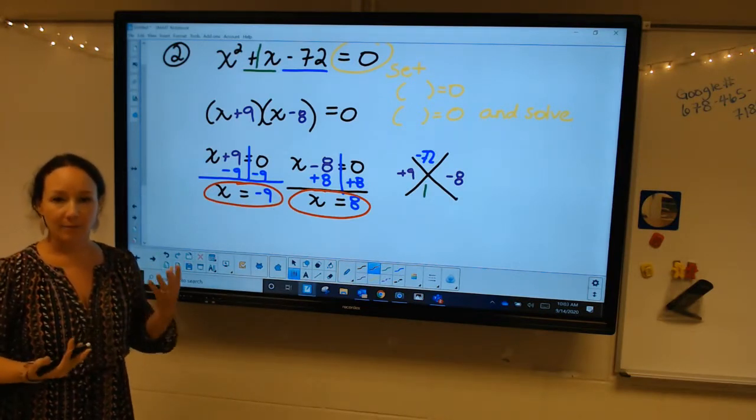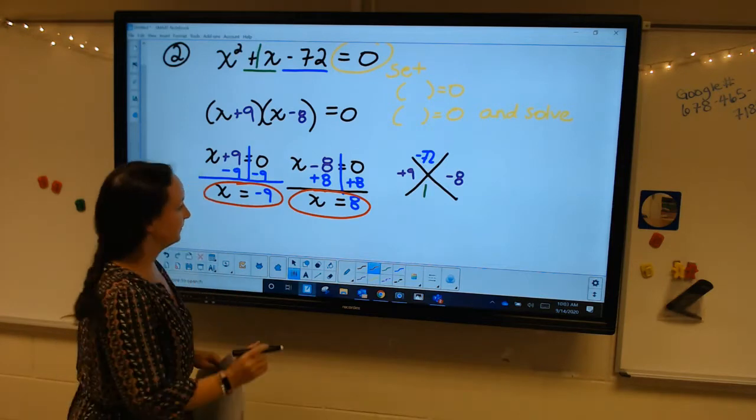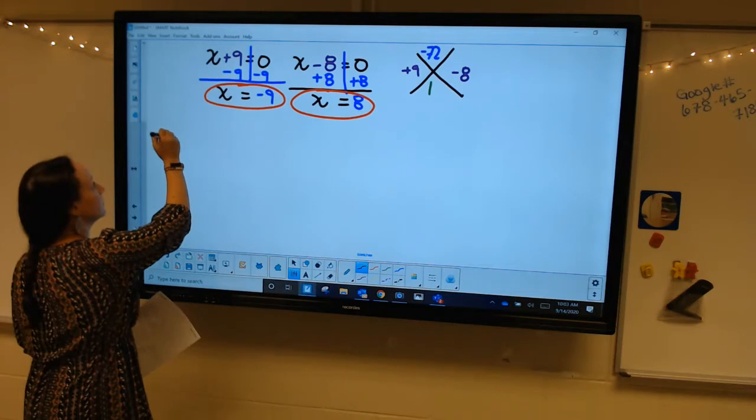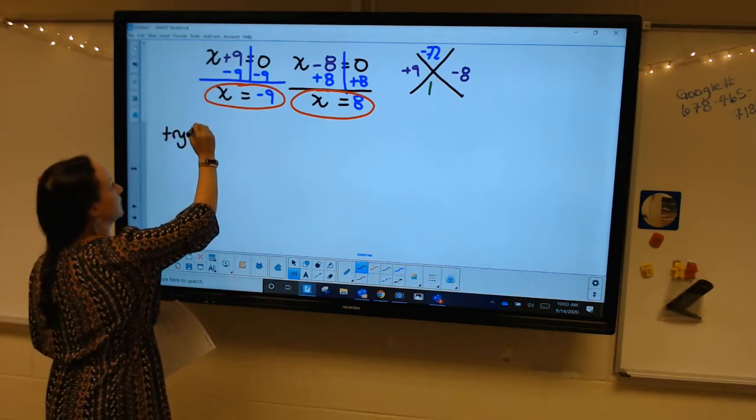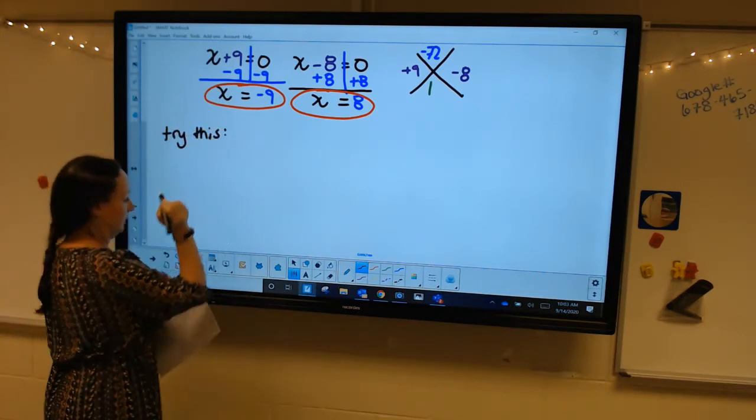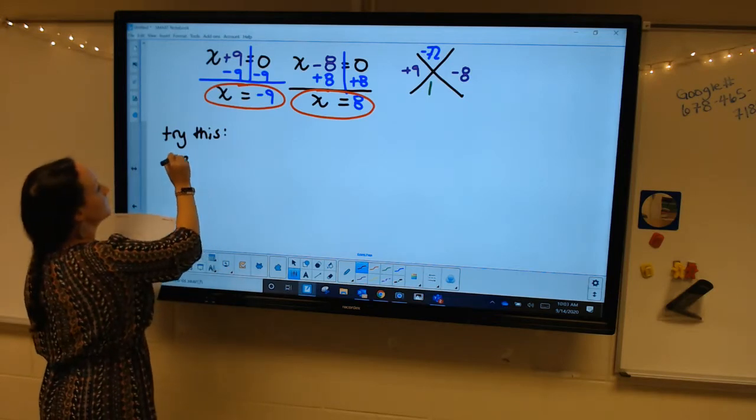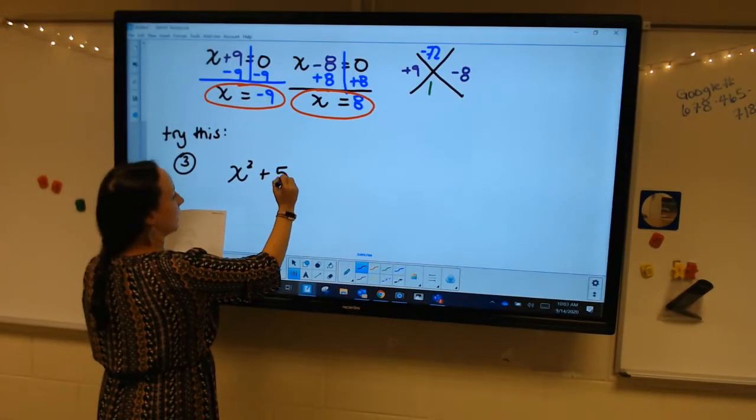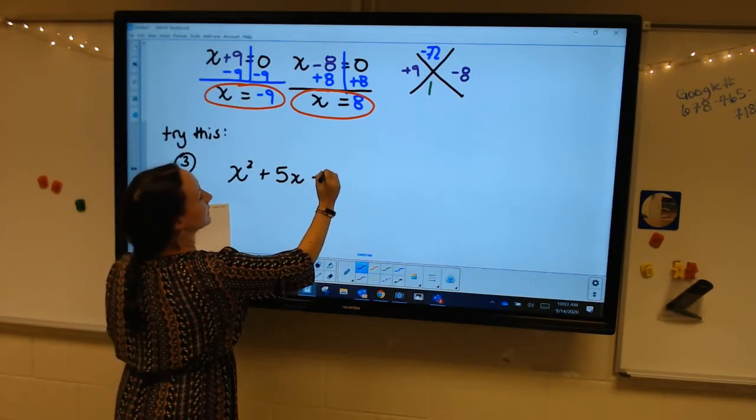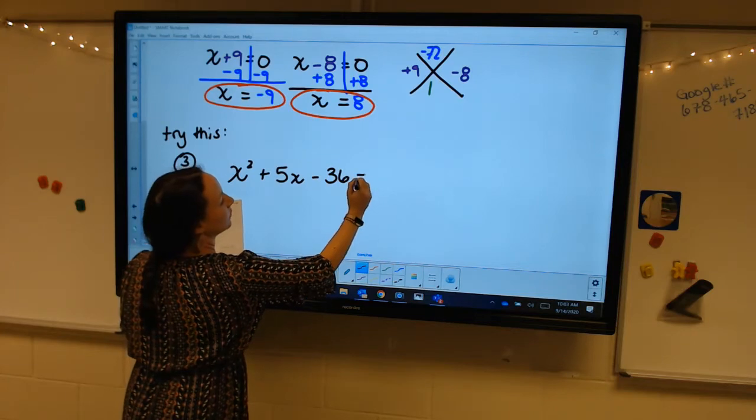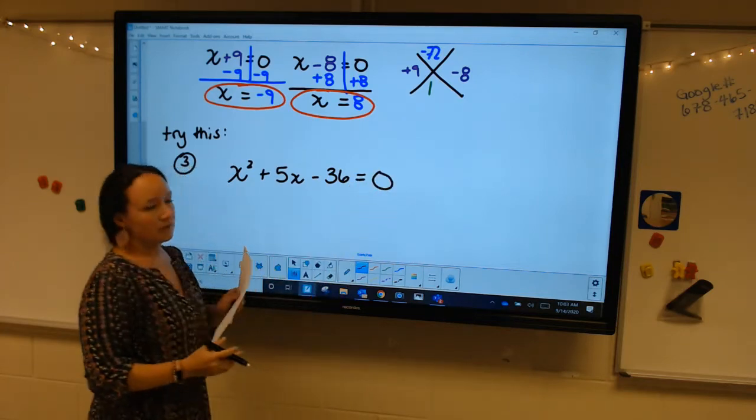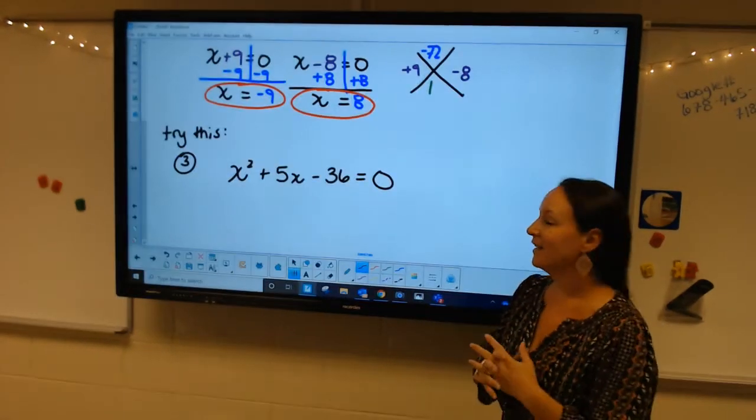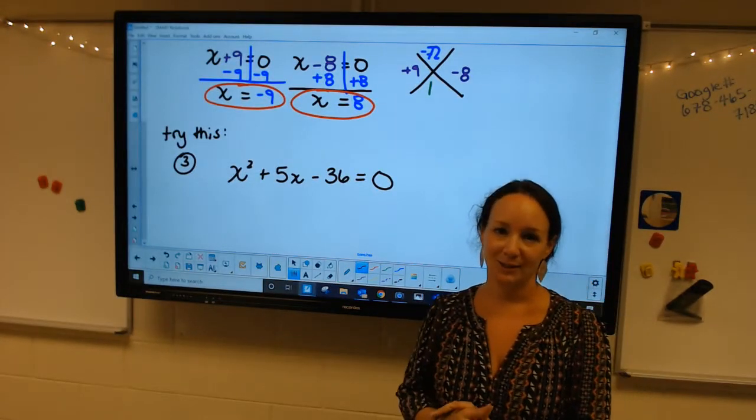So the next problem I would like you to try on your own. Based on the examples that we have done, try this. So this will be x squared plus 5x minus 36 equals 0. So please pause your video for a second, try this, and then check your answers with me in just a minute.